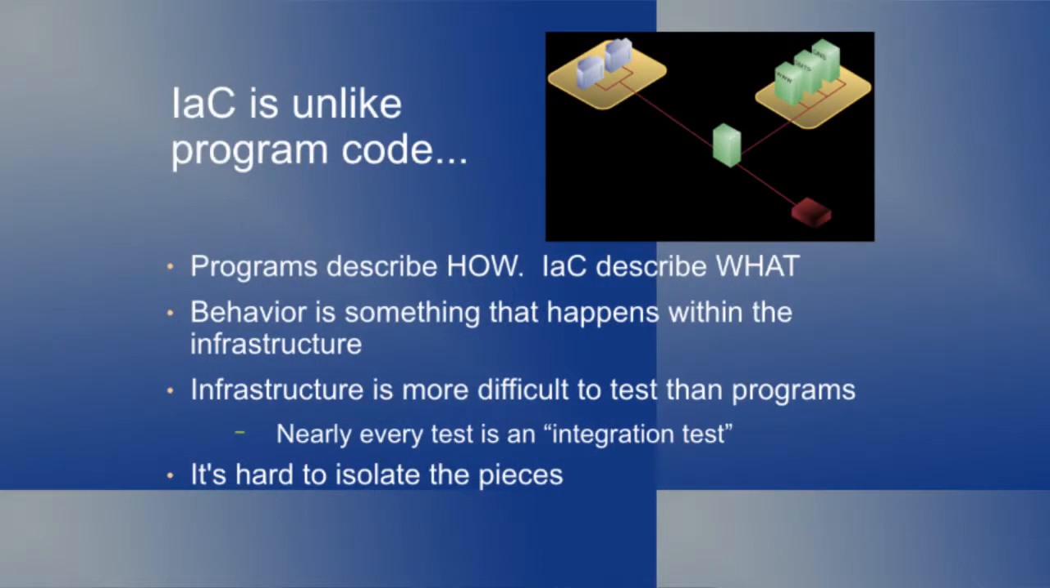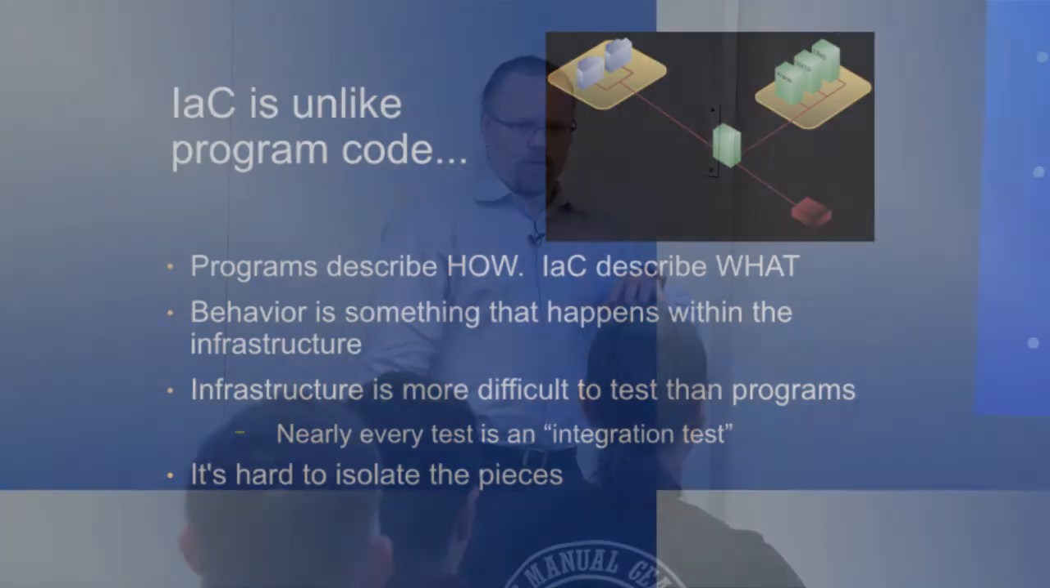Now, how is it unlike program code? Programs usually describe how to do something. Infrastructure as code usually describes what exists. I have a server, I have a database. Behavior is actually something that happens in the what. That's usually what the programs do, and infrastructure as code describes more about the what than the how.